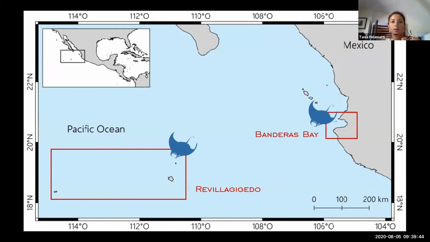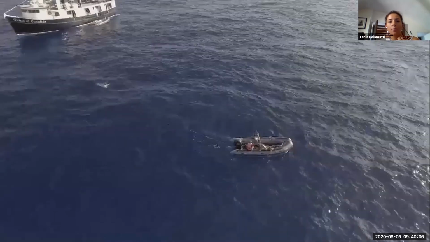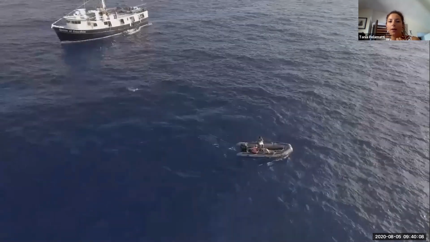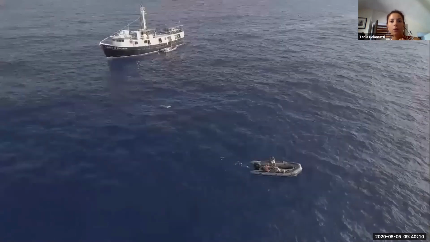So as you can see, in the Mexican Pacific Ocean, there are two very important aggregation sites for manta rays. One is a coastal area. As you can see here, it's called Banderas Bay. And the other one is a group of 4 islands in the middle of the ocean, a very beautiful and pristine area called Revillagigedo. So in both areas, we have been doing sampling of plastics from the surface.